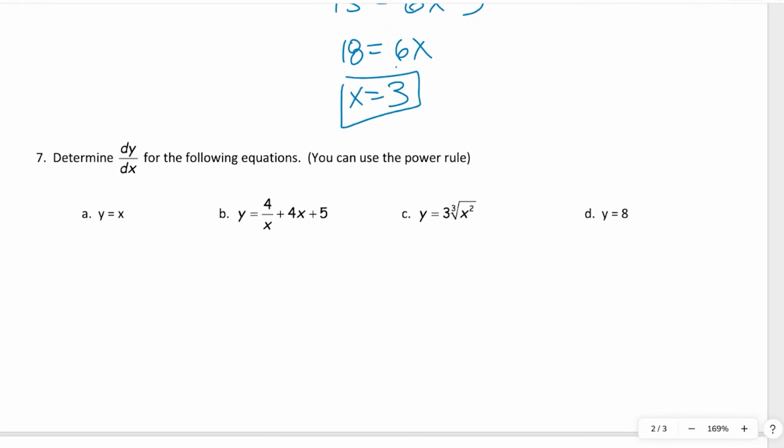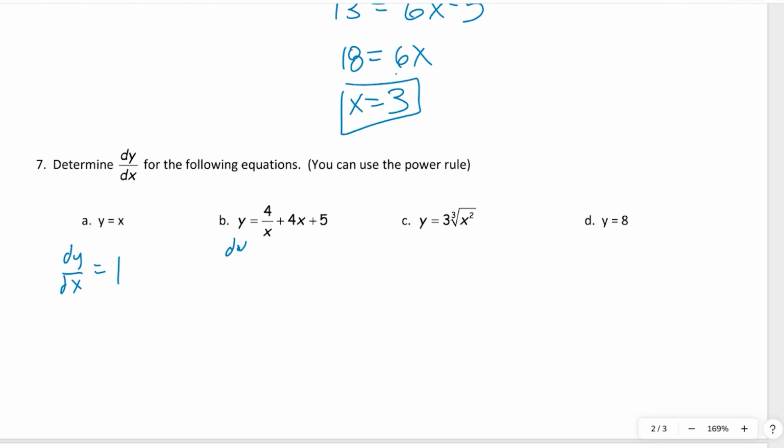Number 7, determine the derivative for each of these equations. And you can use the power rule, so these should be pretty easy. Now the first one is just a linear equation. You don't even need power rule for this one. All right, the slope's just 1. Okay, so dy over dx, the derivative of y with respect to x is 1.